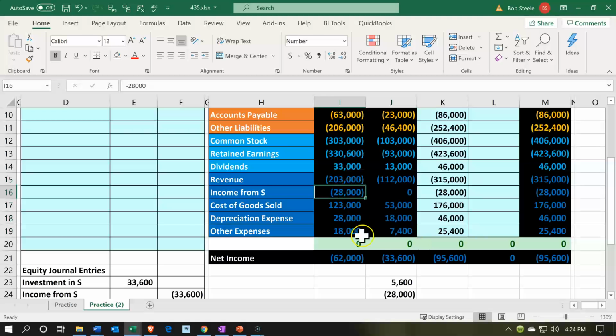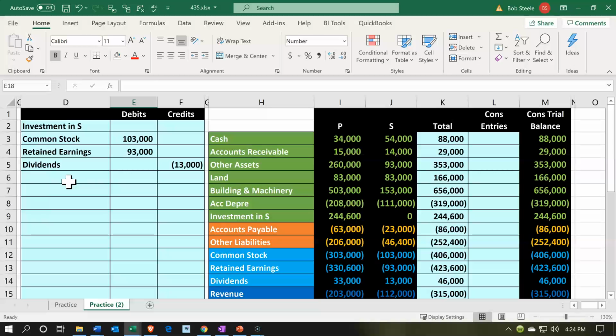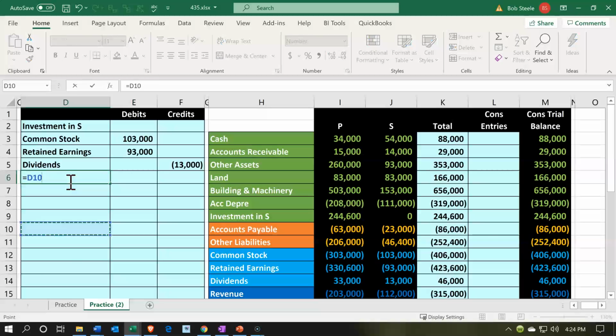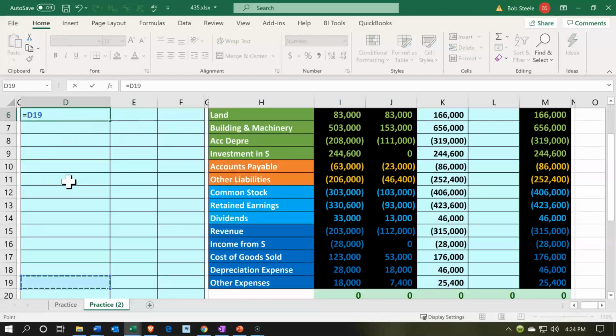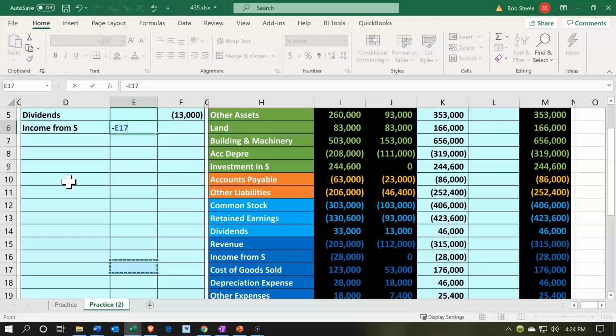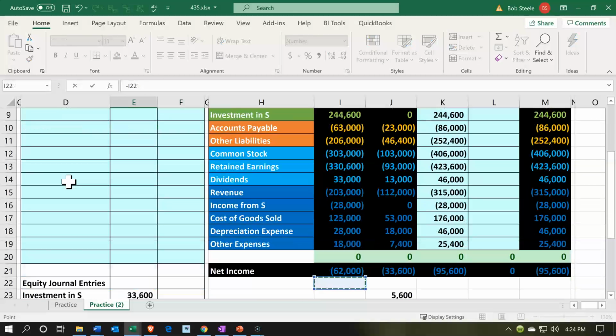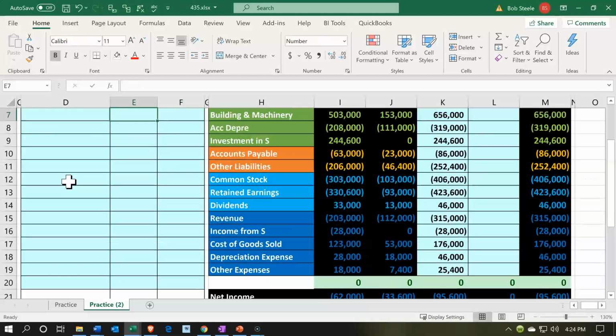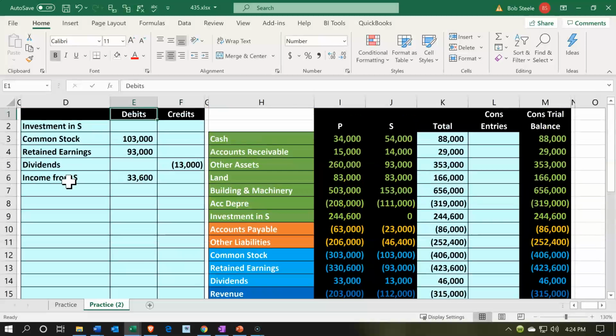So I'm not going to use this 28. I'm going to use the $33,600. All right, so then I'm going to go back up top. We're going to say that this is going to be equal to, we're going to be picking up the income from S. I'm not going to be picking up the 28. However, we're going to be picking up as a debit the full net income, that being the $33,600, and then I'm just going to use the plug up top.